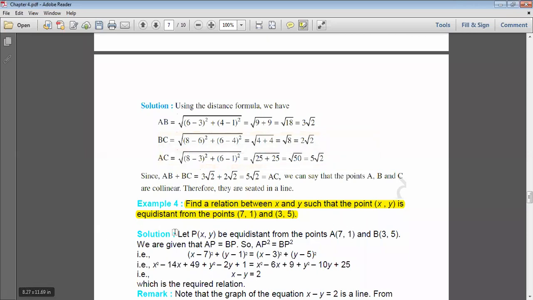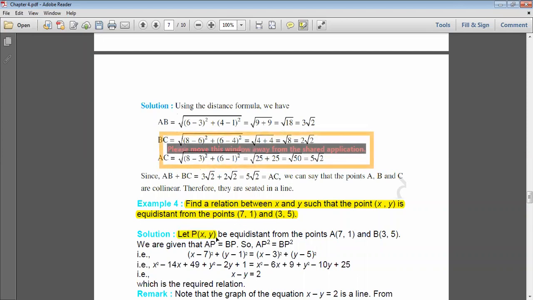First of all, you have to name all these points. We are naming xy as P(x, y), equidistant from the points A(7, 1) and B(3, 5). Then you know what equidistant means. Then you are given that AP is equal to BP. Clear? Because it is given in the question itself. The distance between these 2 points should be equal to the distance between the next 2 points. So we can write AP is equal to BP.